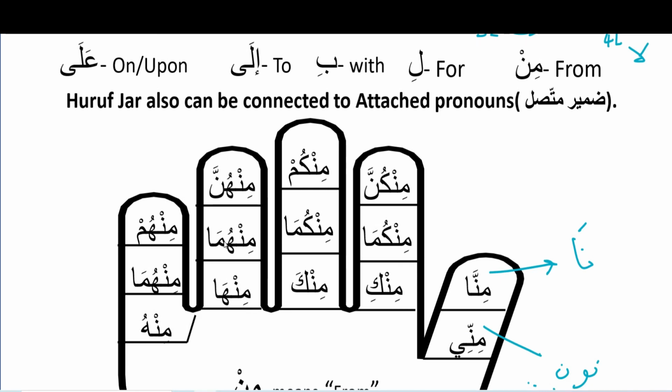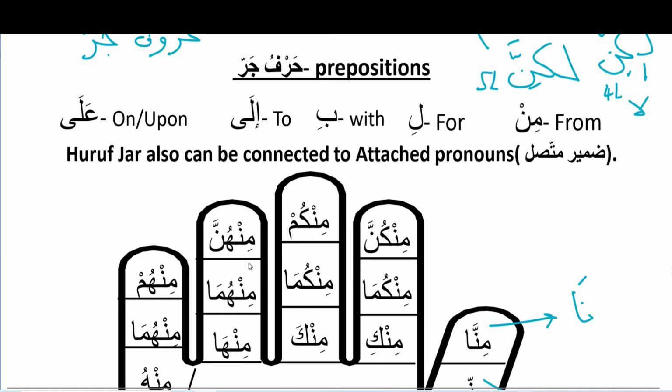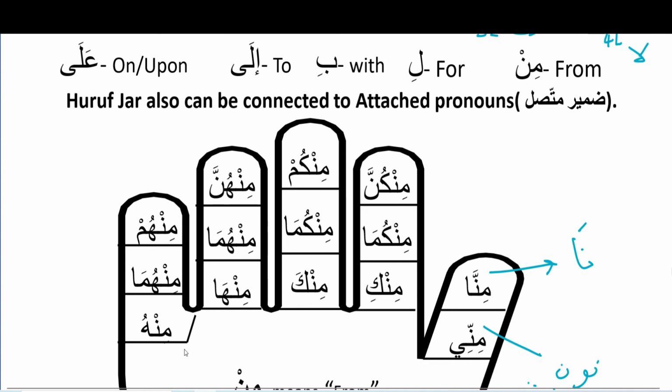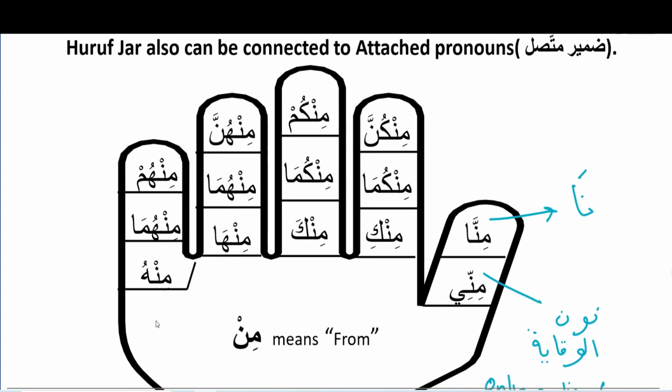Minhuma, from both of them, which is female for this case. Minhunna, from all of them. From all of them. Okay, must use them. From now, I think you should understand what is you, what is them, what is they all. So from them, that means from all of them. That means it's a plural form for female. Minhunna. Minhu, from him.